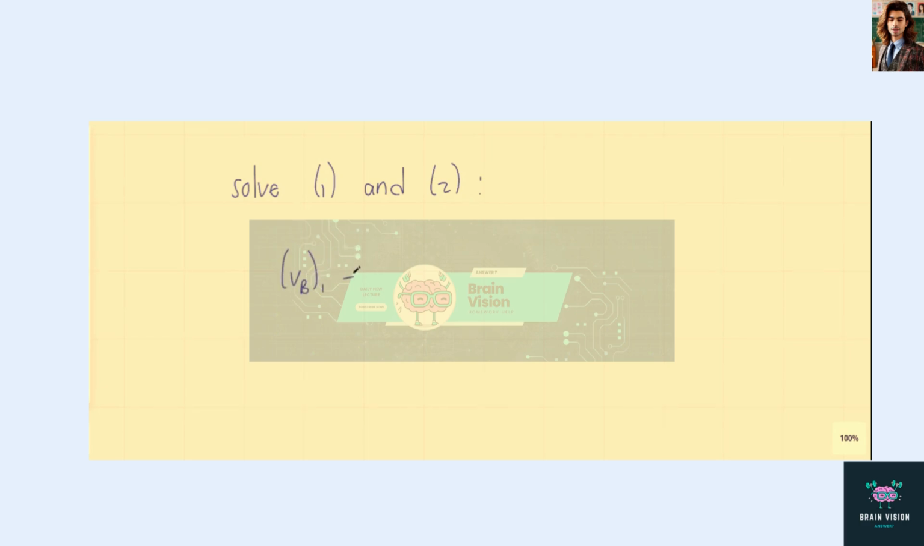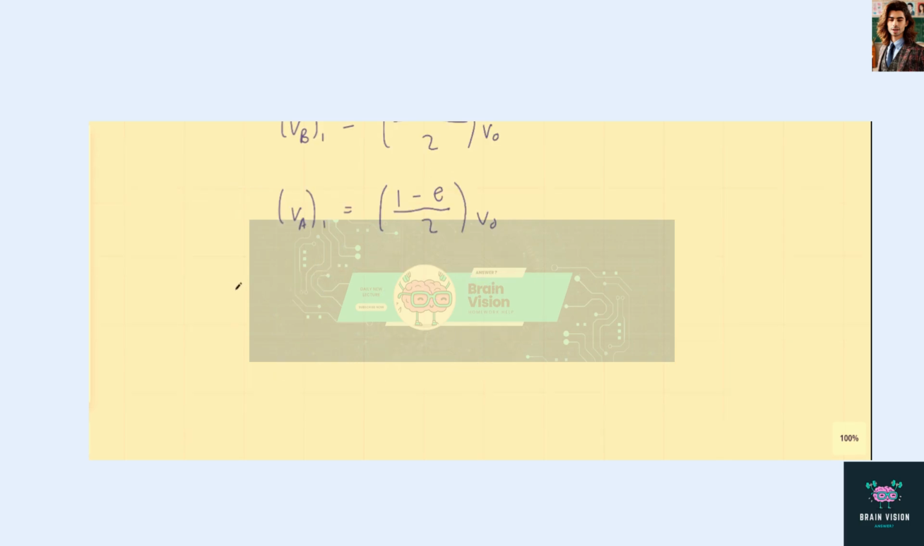VB1, the speed of B after the first collision, is (1 plus E) over 2 times V0, and the velocity of A, VA1, is equal to (1 minus E) over 2 times V0. Both of these are to the right, so both balls move towards the wall. Now, the second impact occurs when B strikes the wall.